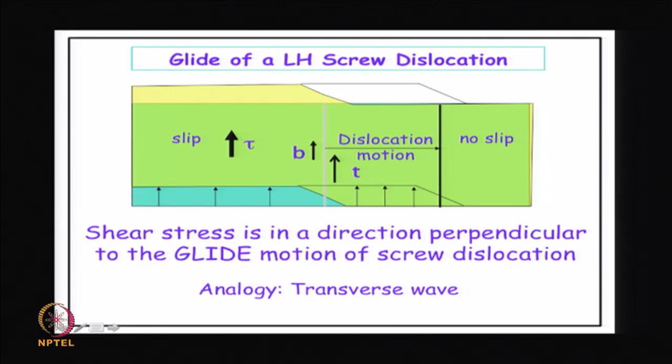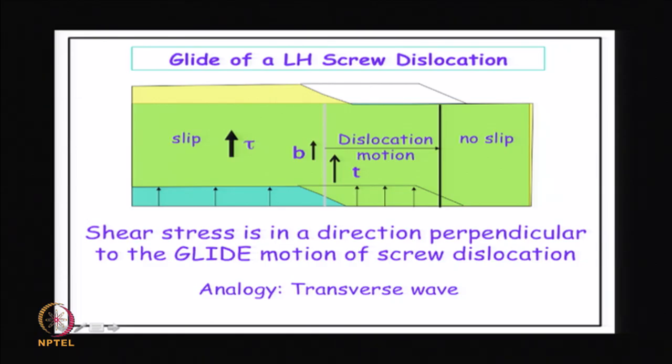So, to summarize, the glide motion and the shear stress relationship for both edge and screw dislocation, in both cases the motion is perpendicular to the dislocation line. The motion of a dislocation line parallel to itself makes no sense. Whenever a dislocation line shifts, it will shift perpendicular to itself. So, for both edge and screw dislocation, the glide motion is perpendicular to the dislocation line.